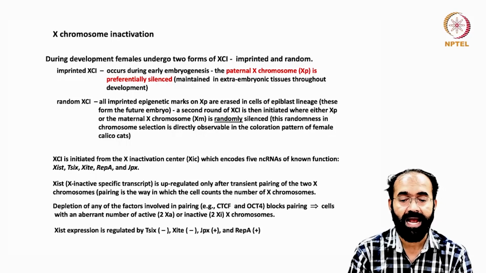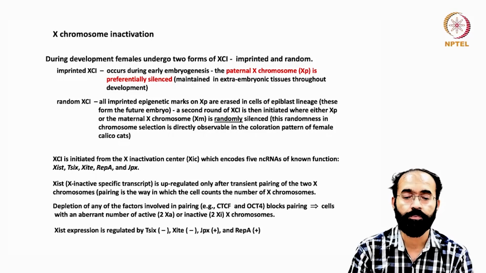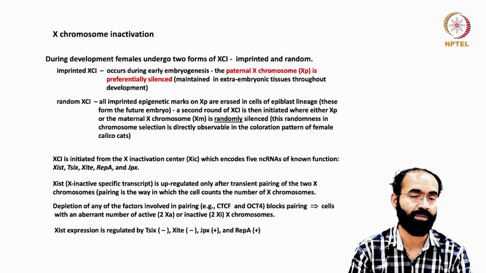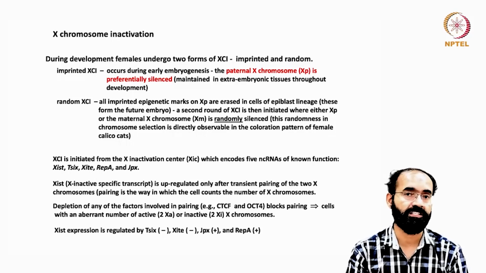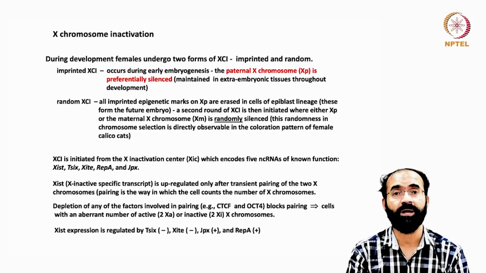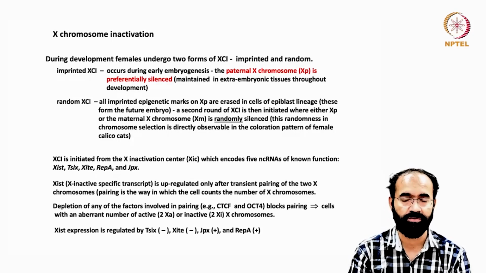Randomly silenced, and this randomness in chromosome selection is directly observable in the coloration pattern of female calico cats, which we have seen already. We cannot say that black color is more, or yellow color is more, or that black color is in a particular shape or yellow color is in a particular shape. So it is absolute randomness. No design pattern will be followed. So it can be random patches, as you can see.